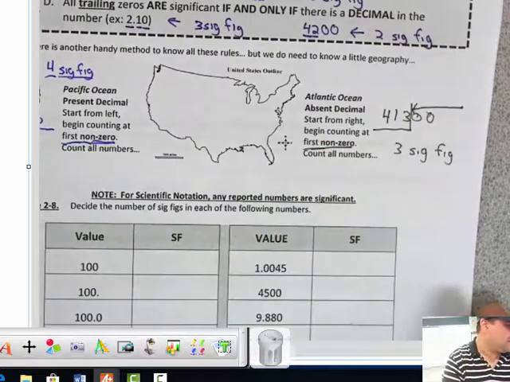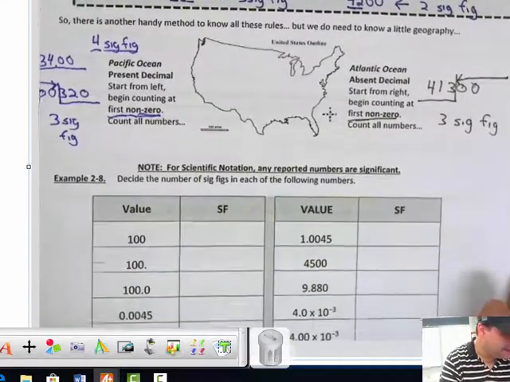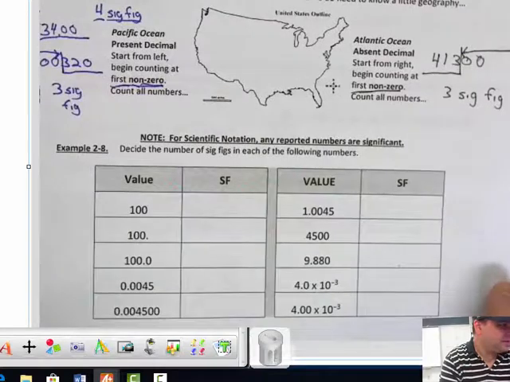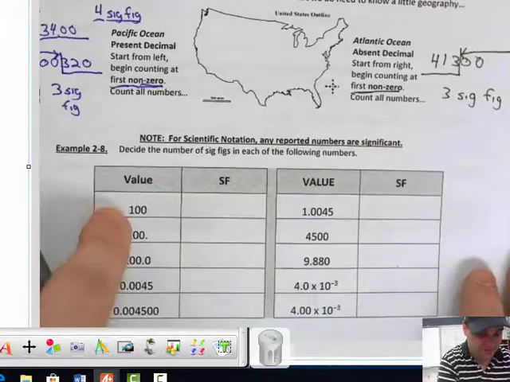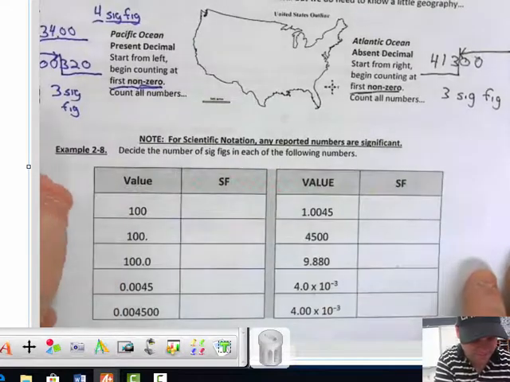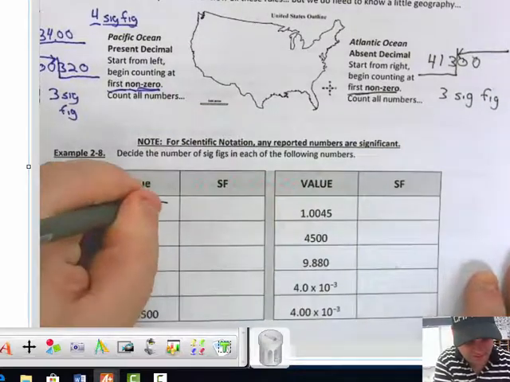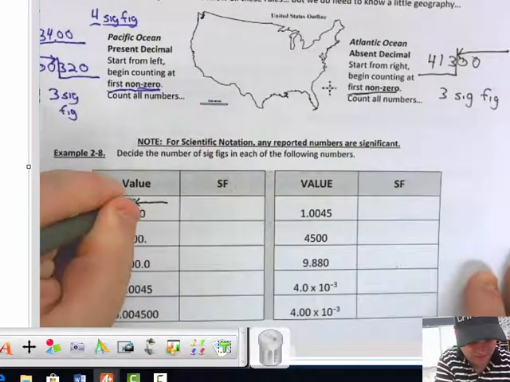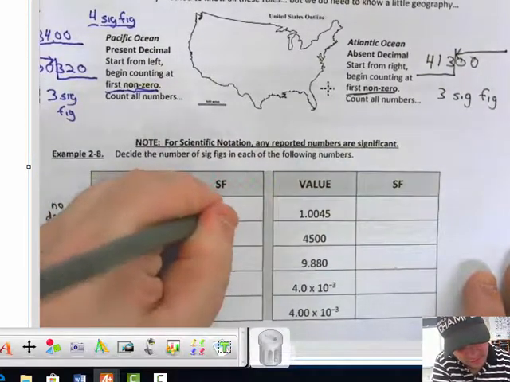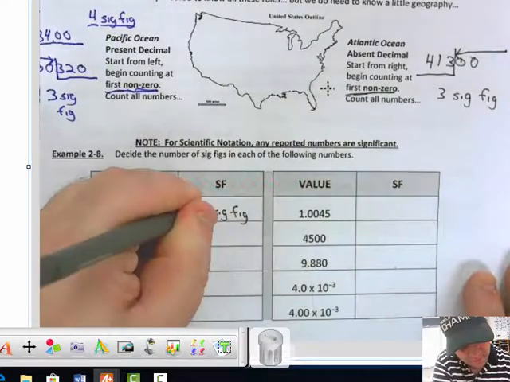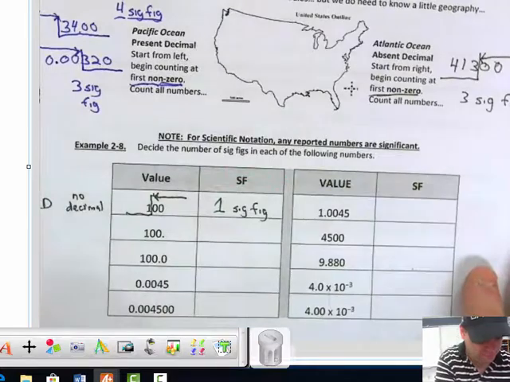Okay, so here we go. Prepare for battle. We are preparing for battle on example 2.8. Decide the number of significant figures in each of the following. So we're starting off with 100 here. This is no decimal. So we're going to go this way to determine the number of significant figures and cut at the 1. So this has 1 significant figure, because this is rule D.